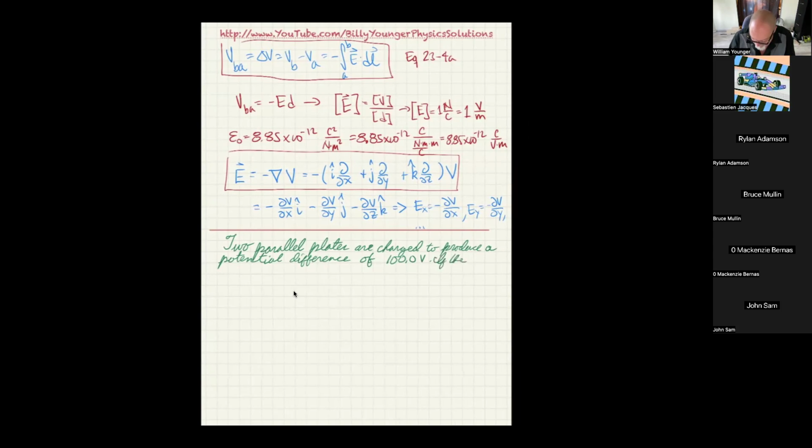If the separation between the plates is, let's say, 0.010 meters, then what is the magnitude of the electric field between the plates.